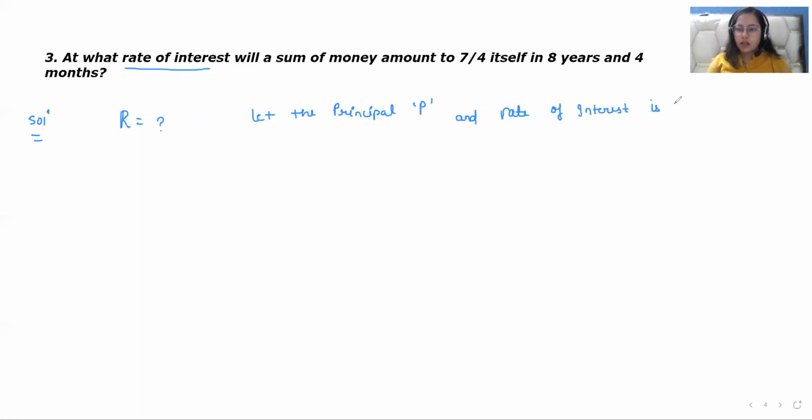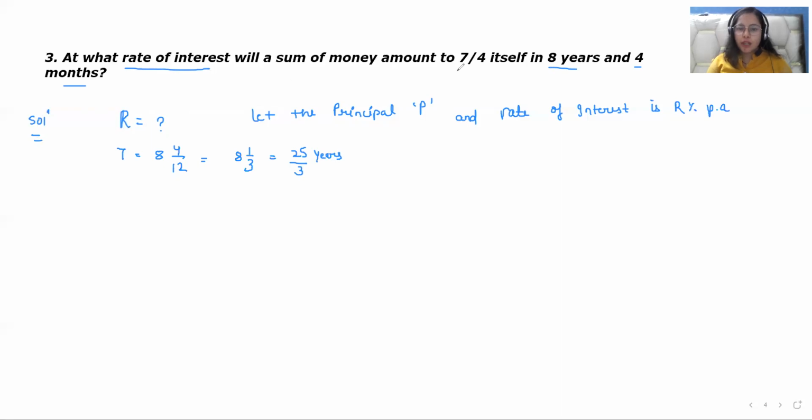And the rate of interest is R% per annum. So I'll write per annum. We have to convert the time into years. They've given you the time as 8 years and 4 months. So we'll convert it. The time will be 8 whole 4 over 12. We can write it as 8 whole 1 over 3. That is 25 over 3 years.